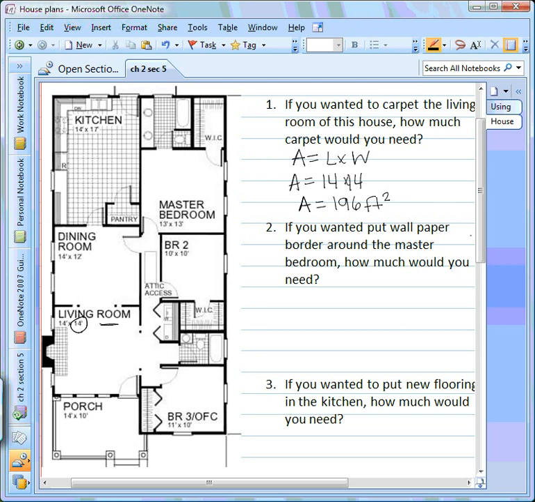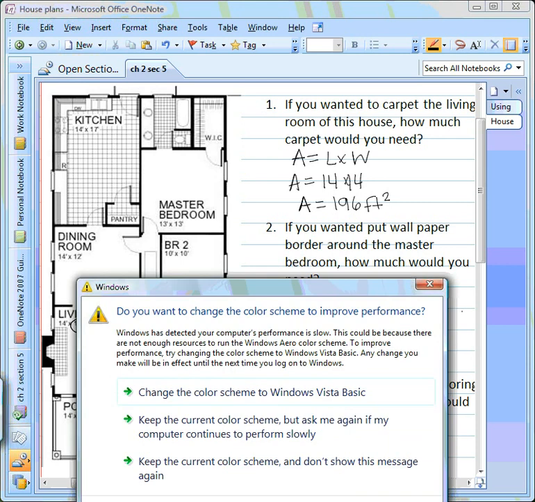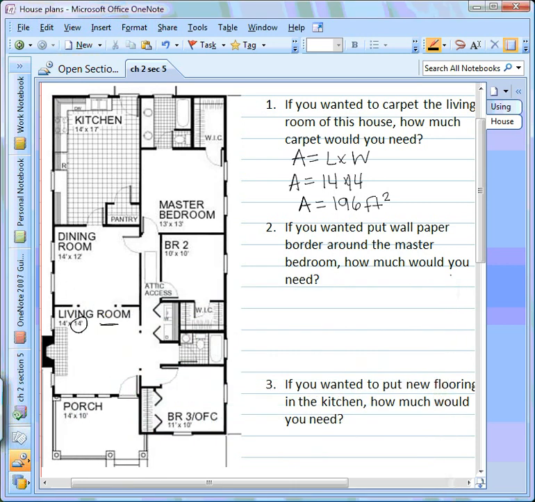Okay, our next question is, if you want to put wallpaper border around the master bedroom, how much would you need? Okay, if we're doing wallpaper border, we said that's like making a fence around a yard. It's going around the outside edge, so we need to know perimeter. So our formula for perimeter is P equals 2L plus 2W, and we go up to our master bedroom and use our numbers, fill them in.